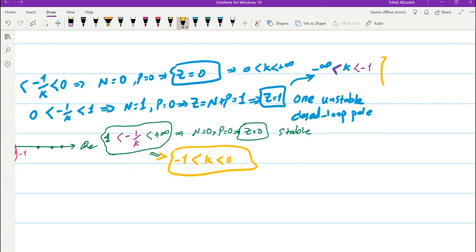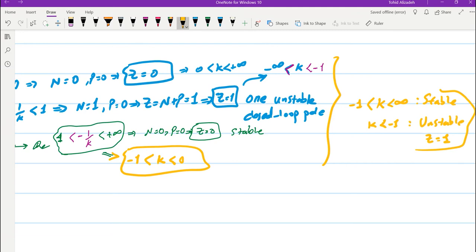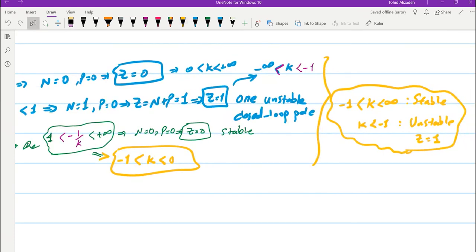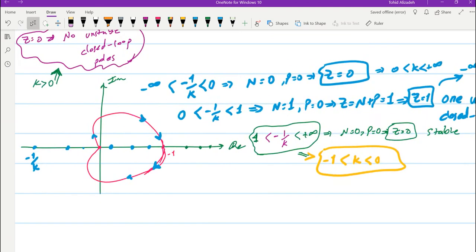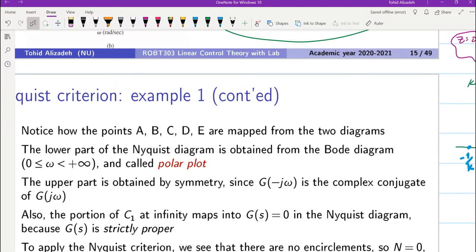And now we can put all these together and summarize that for k bigger than minus 1 and smaller than infinity, the closed-loop system will be stable. For k smaller than minus 1, we will have an unstable system with one unstable pole. And we can say that we are done with analyzing the stability of this system using the Nyquist plot.